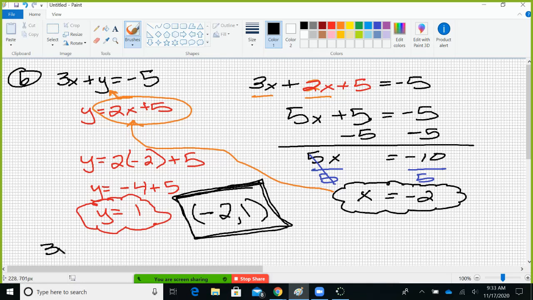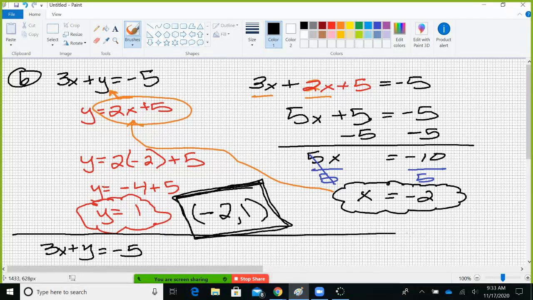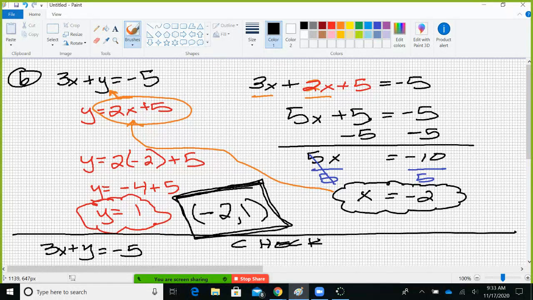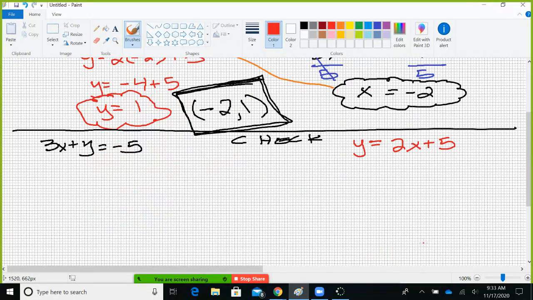Nice. So 3x plus y equals negative 5. So this is going to be our check. Okay, I'm going to scroll down. I'm going to leave the answer there. Actually, I'm going to write the other equation too. Our red equation is y equals 2x plus 5. So those are the two equations that we're going to check.